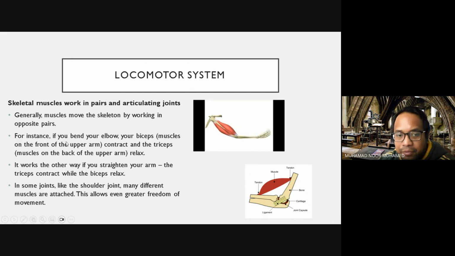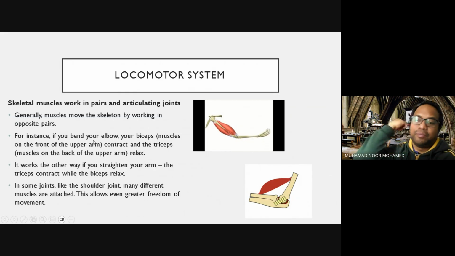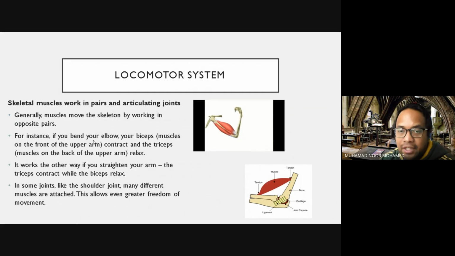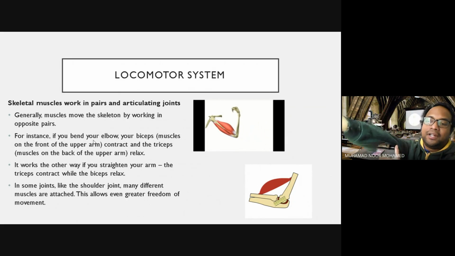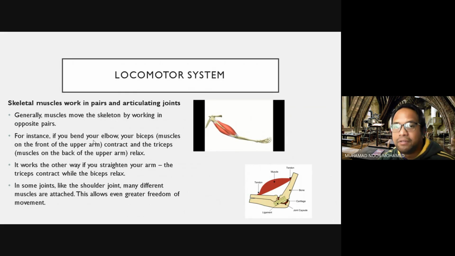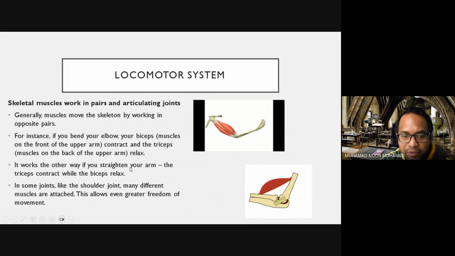So for instance, if you try to bend your elbow, your bicep at the front of the hand will actually contract, while the tricep at the back will relax. But if you try to straighten out the hand now, the works will actually turn over. The tricep will contract and the bicep will relax. So it works the other way if you try to straighten your arm.